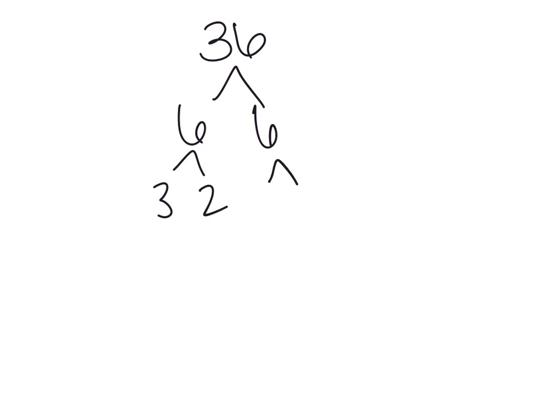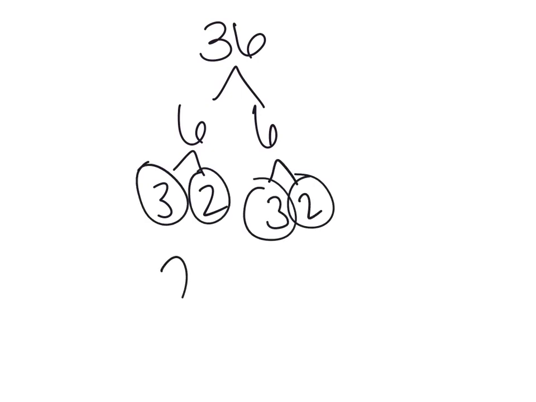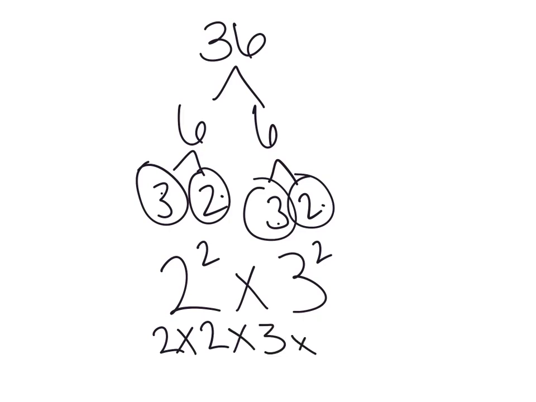Let's do one just because I really like these. 36. Try to guess what I'm going to do. 6 and 6. 3 and 2. 3 and 2. We're done. 2 times 3. But how many 2's? 1, 2. How many 3's? 2. 2 to the 2nd power times 3 to the 2nd power. Or 2 times 2 times 3 times 3.